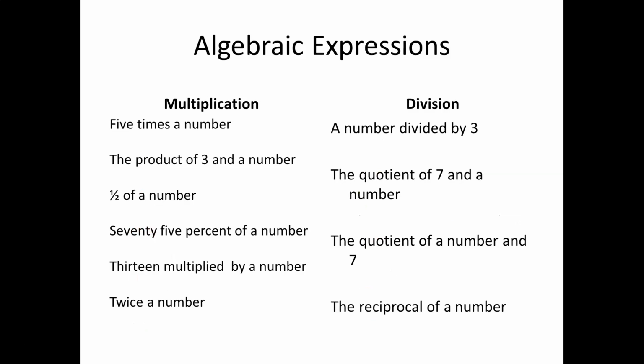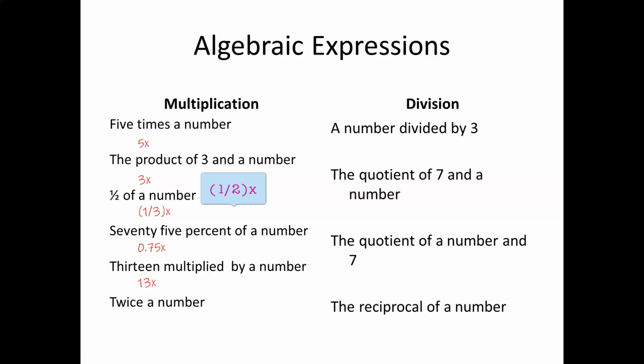Let's try some multiplication ones. 5 times a number. The product of 3 and a number. Half of a number. Well, that's wrong. It's a half. That should be a 2. 75% of a number. 13 multiplied by a number.